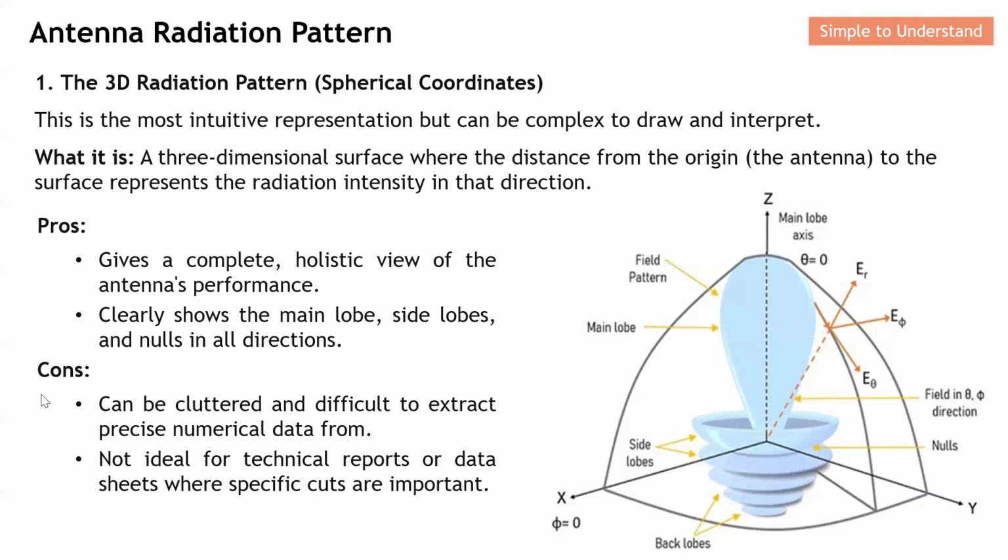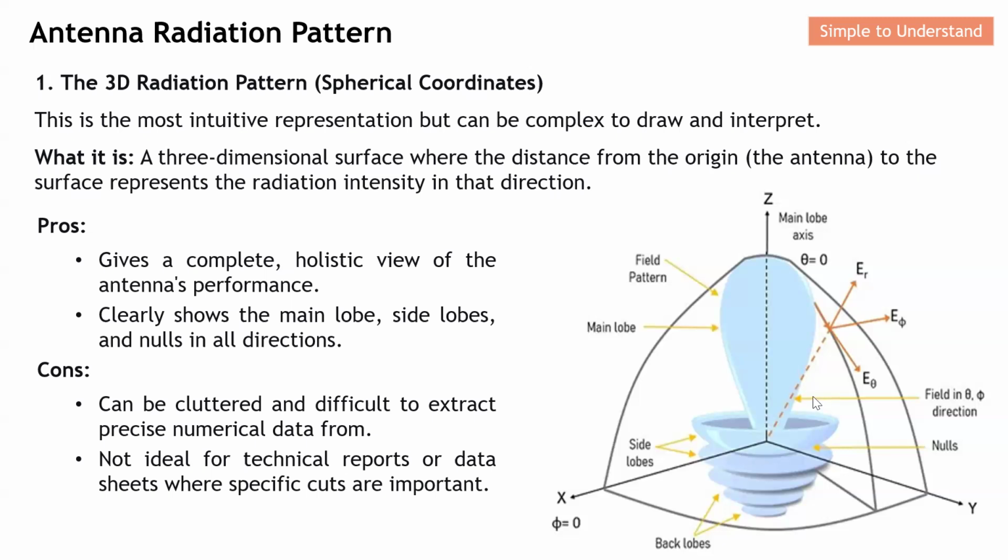Coming to the negative portion, the information can be very cluttered and it will probably be very difficult to extract precise numerical data from it. Over here, for example, we can easily obtain the maximum radiation intensity for this case. However, the rest of the information may be a little bit challenging for us to extract. Because of this, it is not ideal for a technical report or data sheet where specific cuts are very important. So, in short, let me do a quick conclusion.